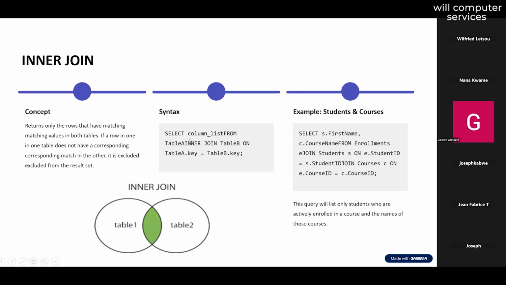The syntax for the inner join is: select the columns from table A inner join table B on table A dot key equals table B dot key. This is the syntax, and now an example with the student and course tables is: select S dot first name, C dot course name from enrollment E join student S on E dot student ID equals S dot student ID join courses C on E dot course ID equals C dot course ID.